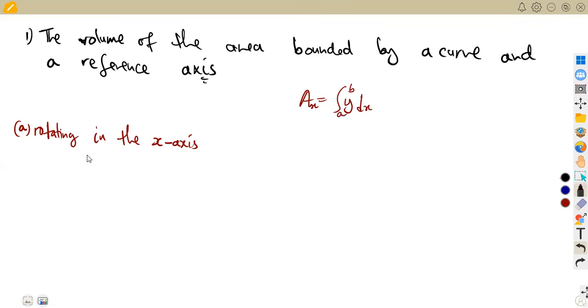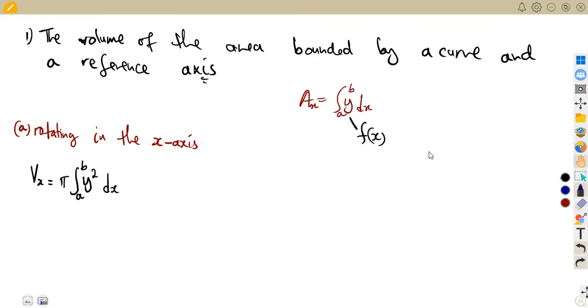So for the volume in this case, the volume with respect to x is going to be given as pi times the integral of y squared with respect to x, with our limits a and b. Remember, y represents the function f of x, so it's a function in terms of x so that we can integrate with respect to x, whatever we're given there.